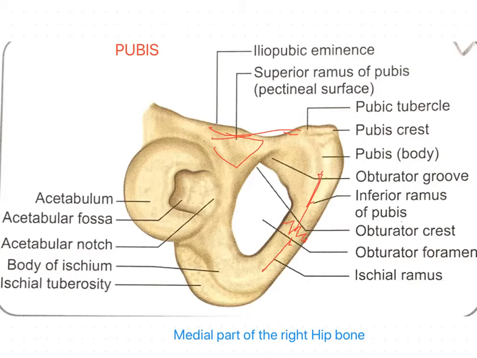So because of its fusion with the ischial ramus, it forms a conjoined ischiopubic ramus. Okay, so this is about the pubis. Now we will see the ischium. The ischium forms the posterior inferior part of the hip bone.